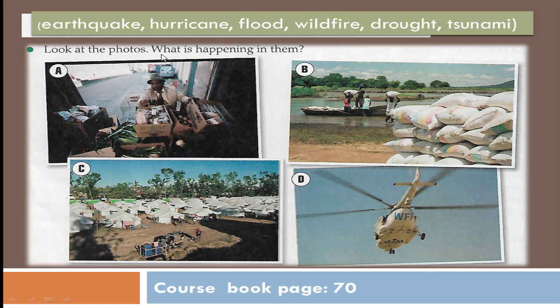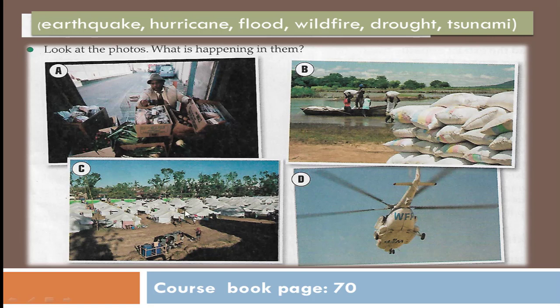Now look at the photos. What is happening in them? That means what is going on. Now look at the first one. In this picture, as you can see, this man is loading his lorry with some supplies like food. And in the second one here, we can see people are unloading the sacks from the boat.